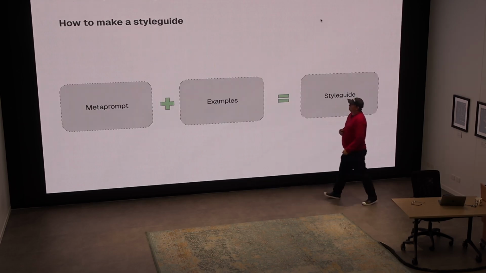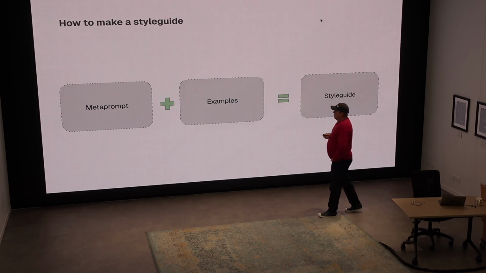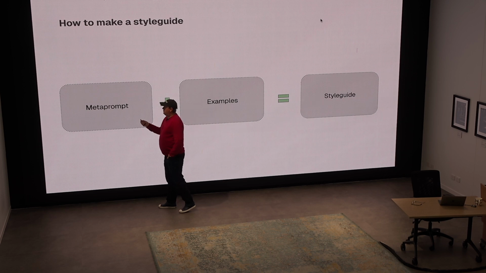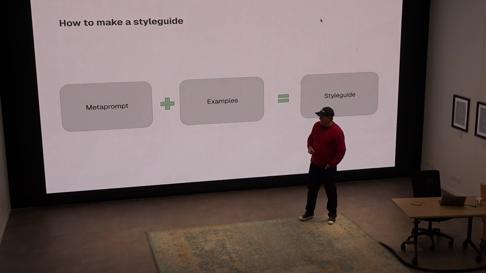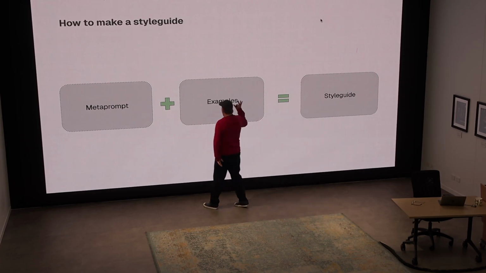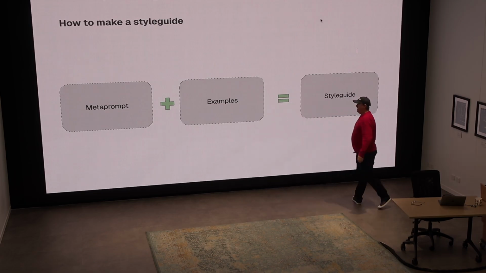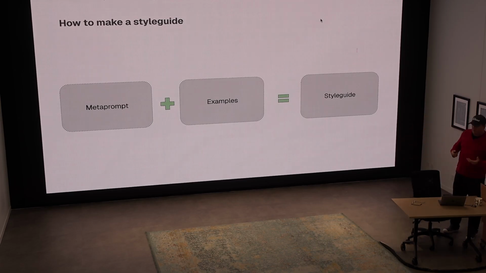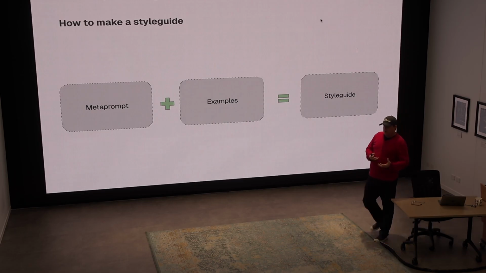Okay, so the way we are going to make a style guide is we're going to start with a meta prompt. And that is a prompt that I've been working on for weeks and weeks and weeks now, refining, improving. That will allow you to take that prompt, give it a series of examples, and out the other end will come a style guide.